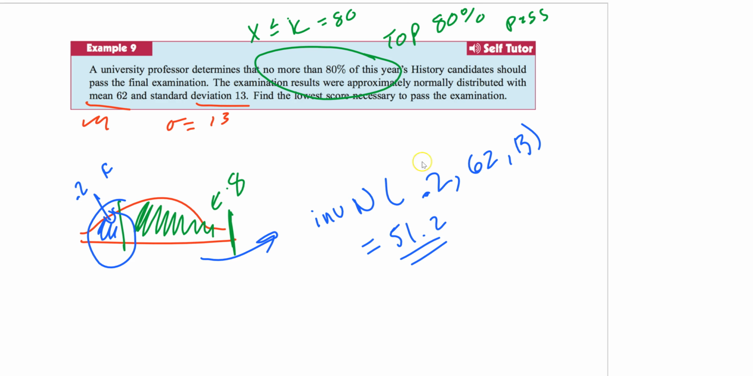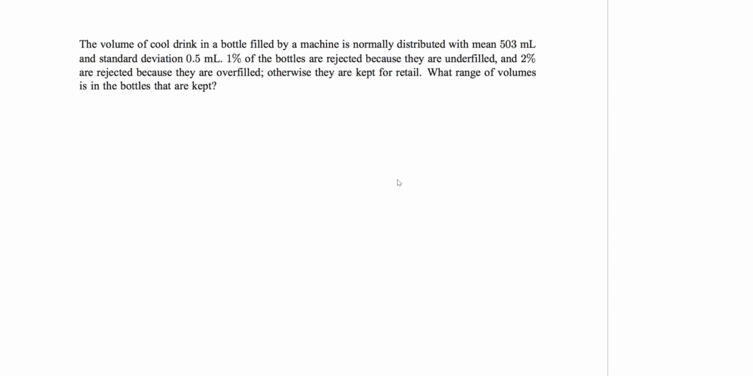Let's go to one final one. And it kind of combines both ideas. So let's look at this one. The volume of a cool drink in a box filled by a machine is normally distributed with a mean of 530 milliliters and a standard deviation of 0.5 milliliters. 1% of the bottles are rejected because they're underfilled, and 2% are rejected because they're overfilled. Otherwise, they're kept for retail. What range of volumes is in the bottles that are kept?